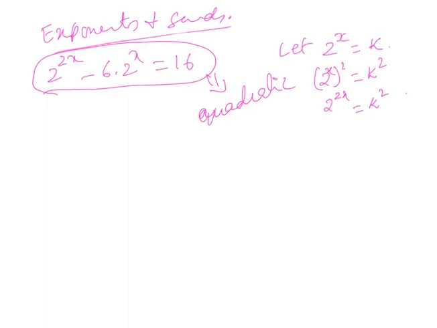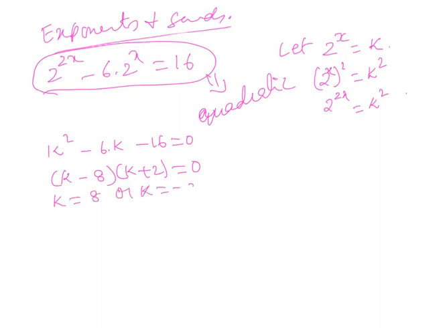Now that I can write as k squared minus 6k minus 16 is equal to 0. Now I can solve for k by factorizing, using factors of 16. I get 8 and 2, so it's k minus 8 and k plus 2, with a difference of 6. So k minus 8 times k plus 2 is equal to 0, k is equal to 8 or k is equal to negative 2.